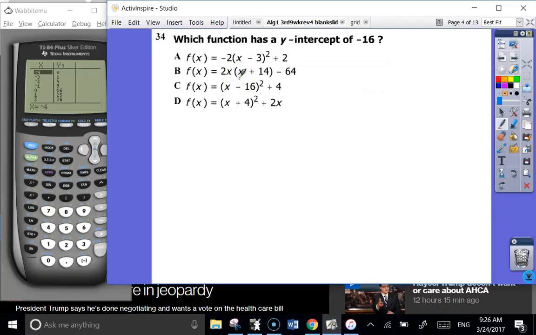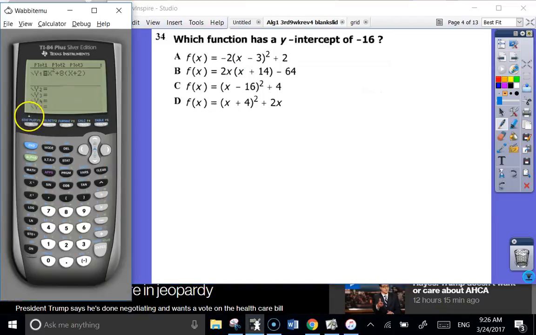So let's say I do the first one, letter A. Clear. -2 parentheses x minus 3 squared plus 2. Right? Now if I look at the graph, -16 is probably off the screen on the bottom. But if I look at the table of values, the y-intercept should be where x equals 0. So for letter A, what is the y-intercept? X equals 0, y equals -16. So that's it. It was letter A.